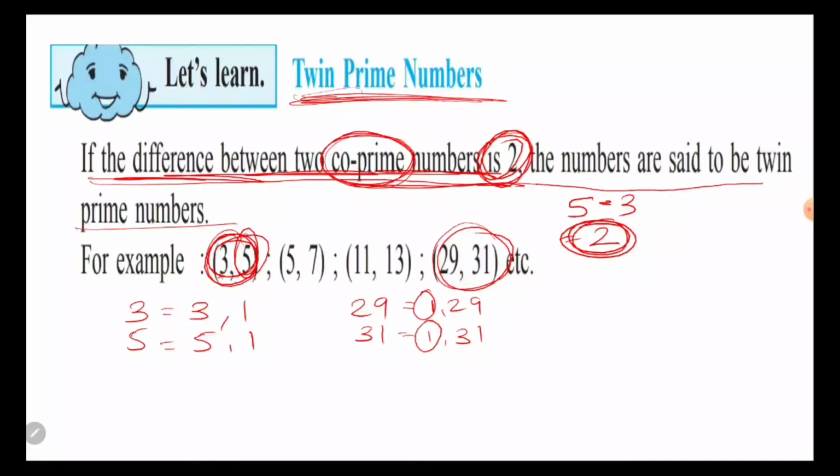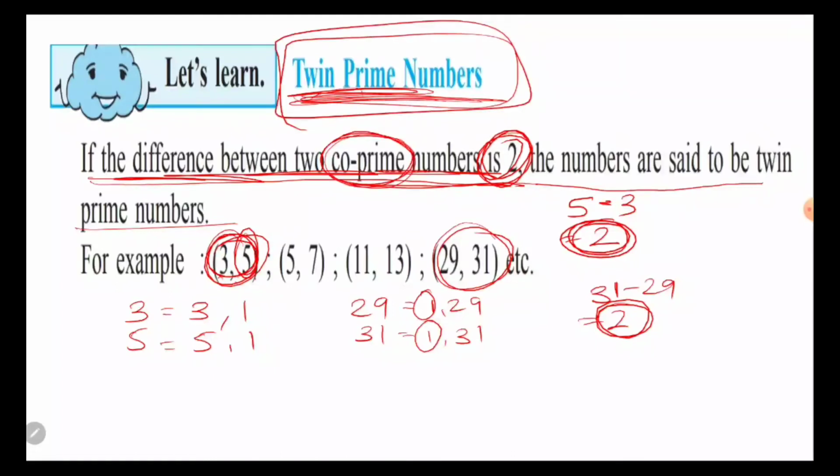But are they twin prime numbers? So I will be subtracting the smaller number from the bigger number. 31 minus 29, I'll get the answer 2. So if the answer in the difference is 2, then they are known as what? Twin prime numbers. You have to check if these two are twin prime numbers or not in your notebook.